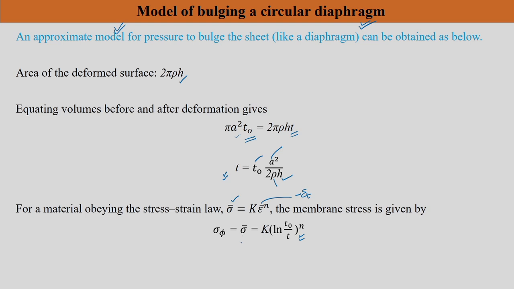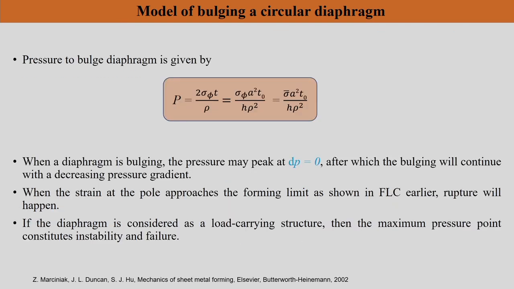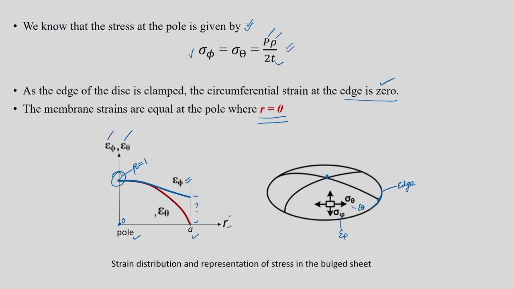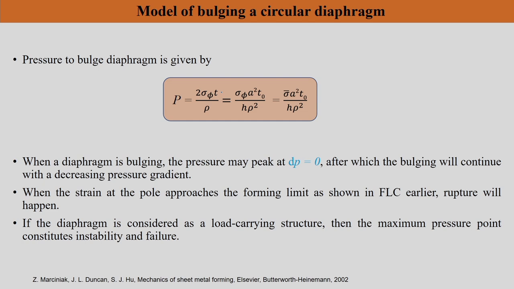We are going to simply put this equation for sigma phi into the previous equation for pressure. So now the pressure to bulge the diaphragm is given by, going back to this equation, P rho by 2t is sigma phi, right? So P is equal to 2 sigma phi t by rho.